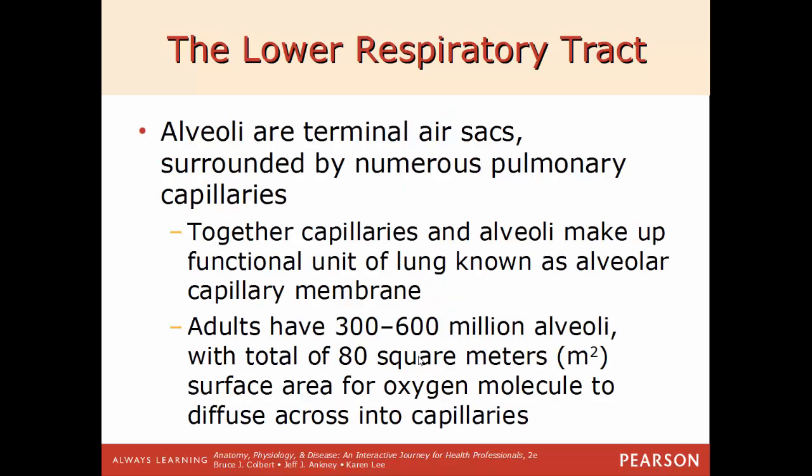Now the alveoli are the terminal air sacs, and they're going to be surrounded by a large number of pulmonary capillaries. Now together, capillaries and the alveoli make up the functional unit of the lung, known as the alveolar capillary membrane. Now adults will have anywhere between 300 to 600 million alveoli, which will cover a total of about 80 square meters of surface area. And the more surface area you have, the more functional tissue you have to exchange oxygen and carbon dioxide.